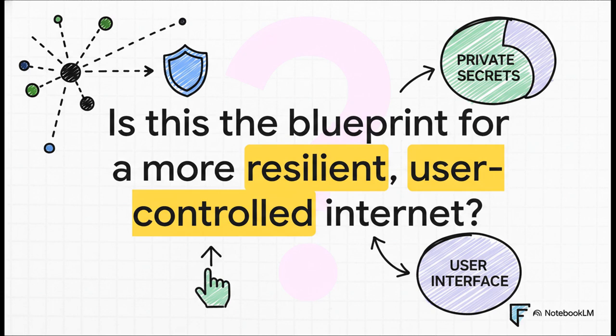By neatly separating the public stuff, the private secrets, and the interface, Freenet gives us a totally new blueprint for building apps. It makes you wonder, are we willing to trade some of the convenience we get from big centralized platforms for the kind of resilience and user control that a decentralized web could offer? This architecture proves it's possible. The only real question left is, is that a future we're ready to start building?